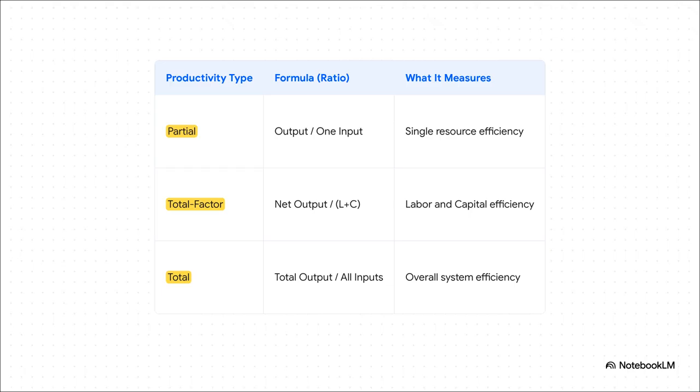Then there's total factor, which is a step up. It looks at both labor and capital. Better, right? But if you really want the full, complete picture, you need total productivity. That's the whole shebang, all your outputs versus the sum of all your inputs.